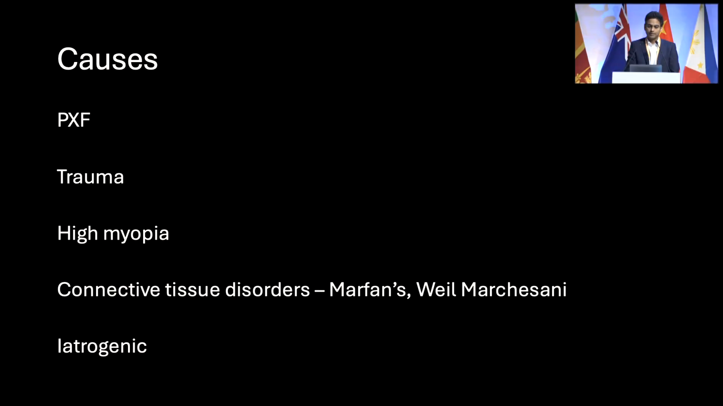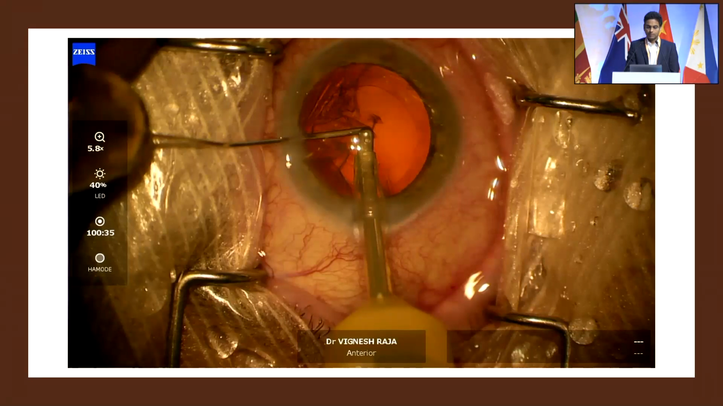So I'll be talking about zonular dialysis. As we all know, the most common causes are pseudoexfoliation, trauma, high myopia, connective tissue disorders, and most of the time iatrogenic. So here, I'm just removing or aspirating cortex, and sometimes when we are overzealously doing aspiration of cortex, you can grab the bag as well, and this is what happens here. So you can see the line of the zonular dialysis there.